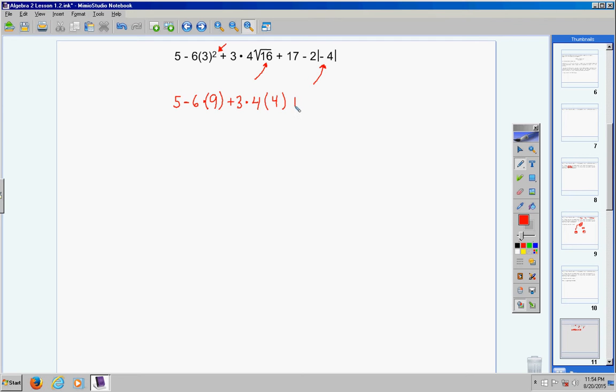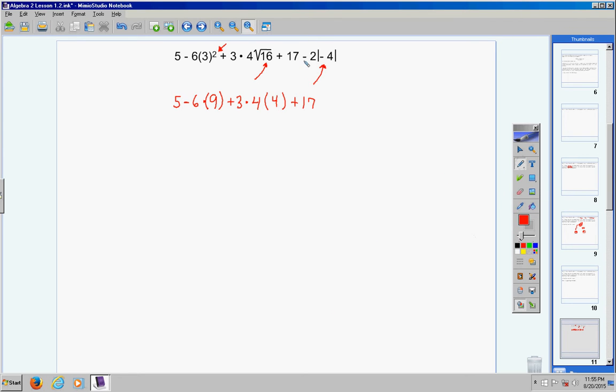Now bring down your positive 17. Now, here's an absolute value, okay? Remember, absolute values mean make the number positive or leave it positive. The absolute value of negative 5 is 5. Make the number positive. The absolute value of 5 is 5. Leave the number positive. So an absolute value makes the number positive or it leaves it positive. The number will always come out of an absolute value positive.